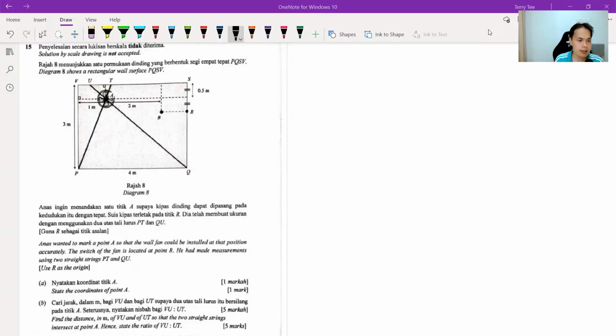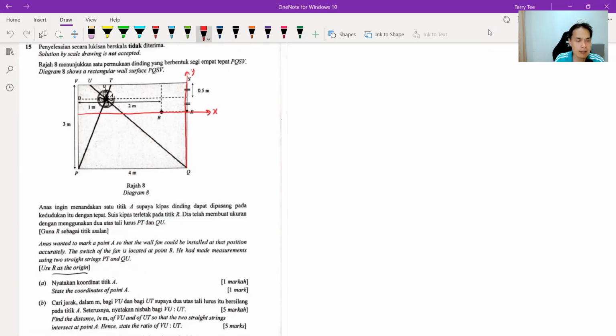Okay, now be careful that the question says using R as origin. So maybe I will just draw this line here. My line may not be very straight. Sorry, this is my line here. This is my origin, x-axis. This is my y-axis. You want to find the coordinate of point A.